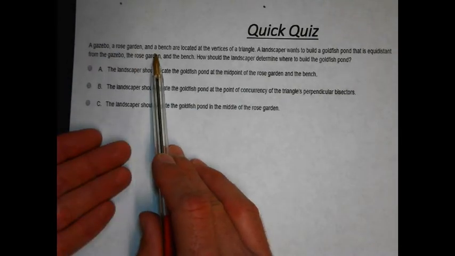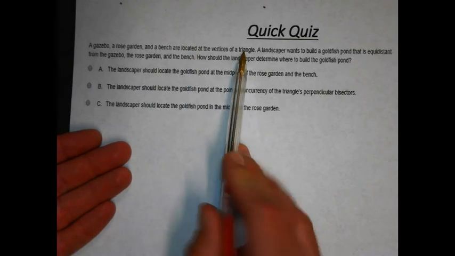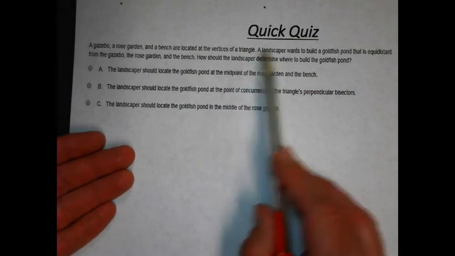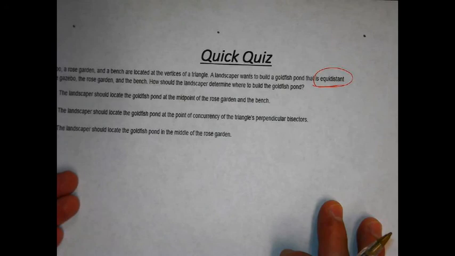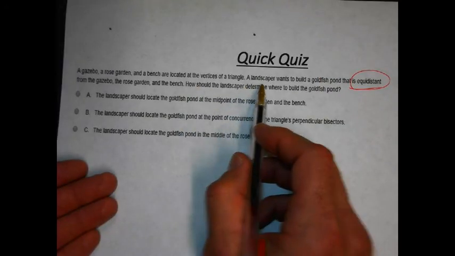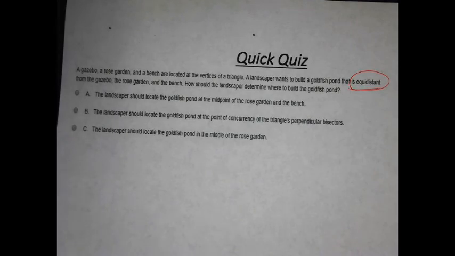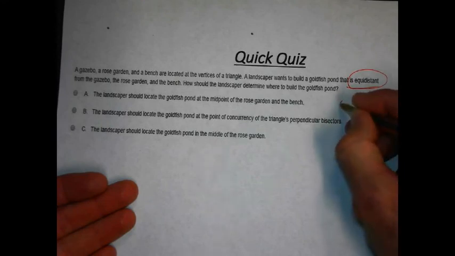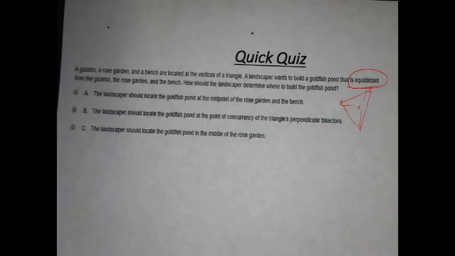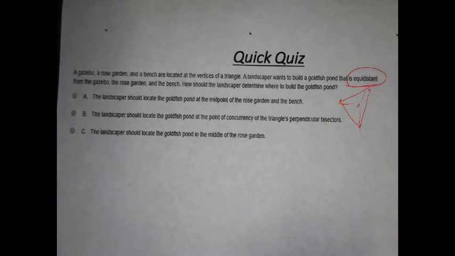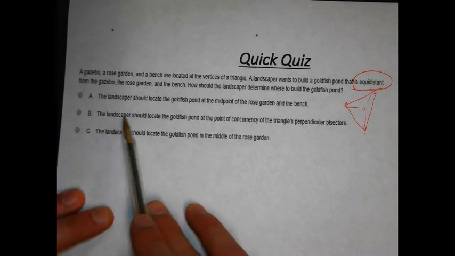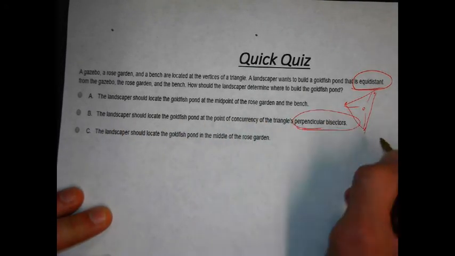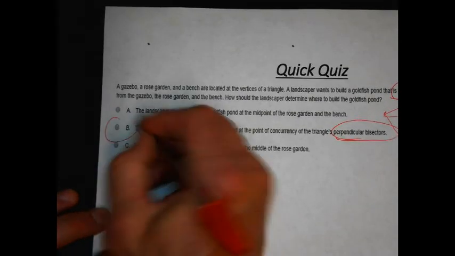A gazebo, rose garden, and a bench are located at the vertices of a triangle, just like we've seen before. A landscaper wants to build a goldfish pond that is equidistant from all three. How should the landscaper determine where to build the goldfish pond? Well, if we know it's equidistant, we can picture the triangle, right? And then equidistant would be at the circumcenter, and the circumcenter is found by using perpendicular bisectors.